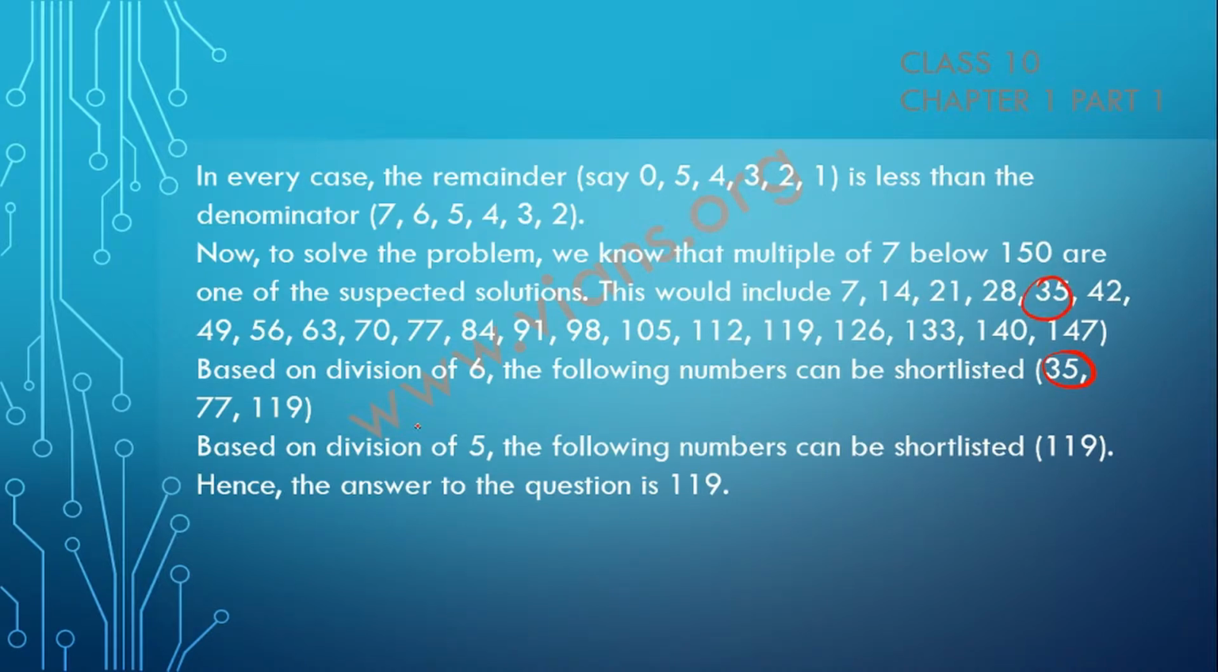And similarly, all of this is going to have the same pattern. 6 sevens are 42, that's perfectly divisible. 6 tens are 60, then 66, then 72, so that's going to leave another 5, and it's similar with 119. So about 6, these are the 3 numbers that you can shortlist from there.